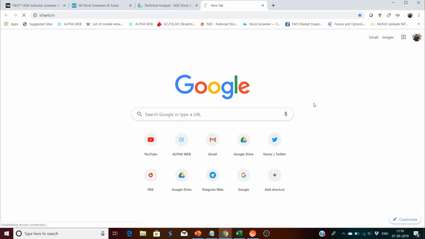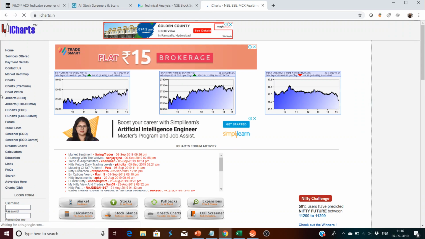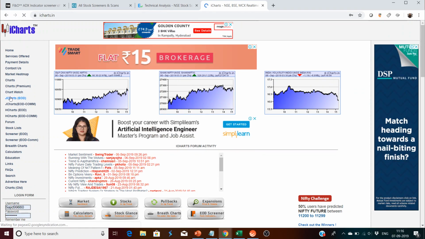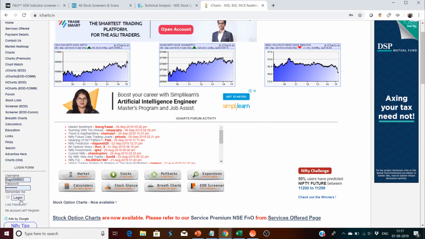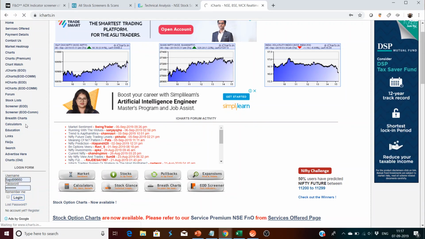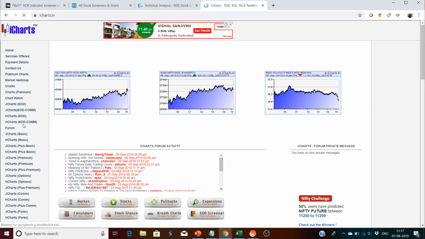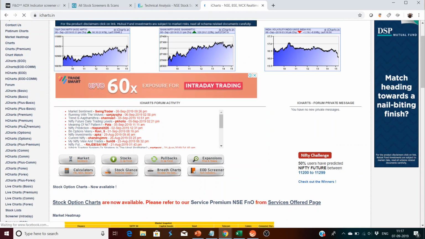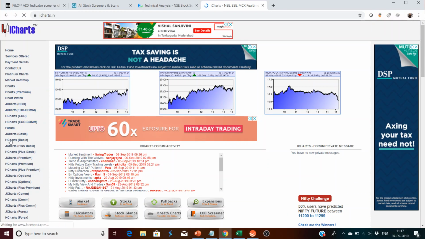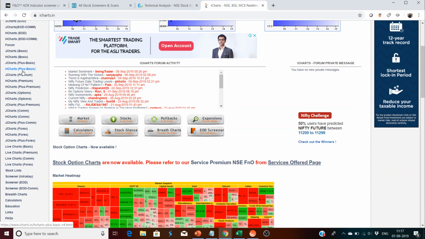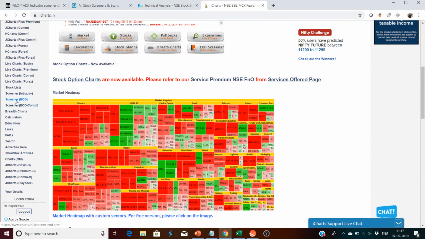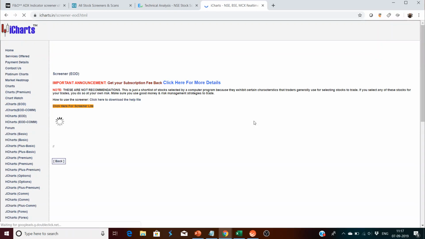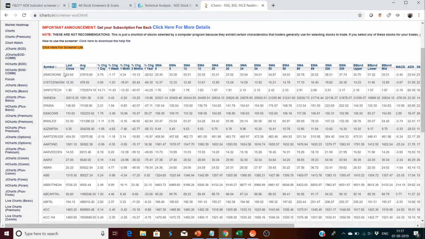Okay, this is also a good site. This site actually gives you complete end of the day all indicator data which you can download. As you can see when you log in, there are a lot of options available here. JCharts and our premium model is also available, but I would prefer to see the end of the day screener. So this is the screener.